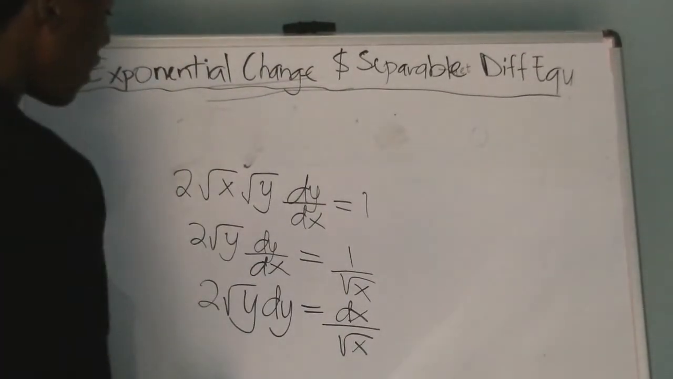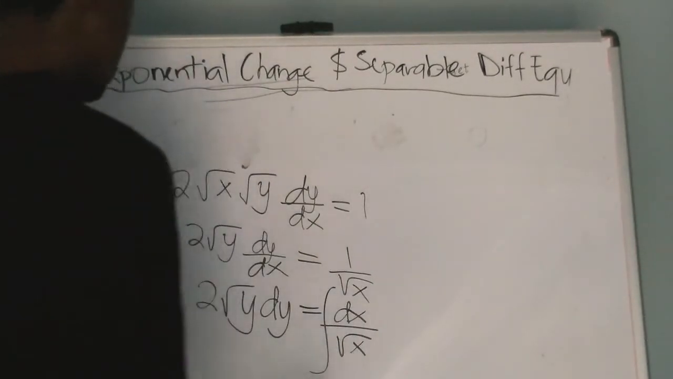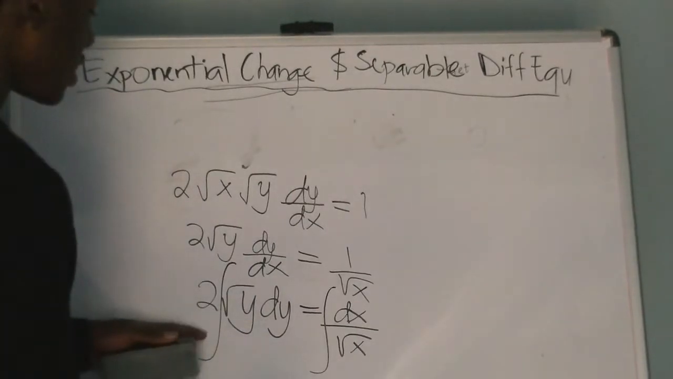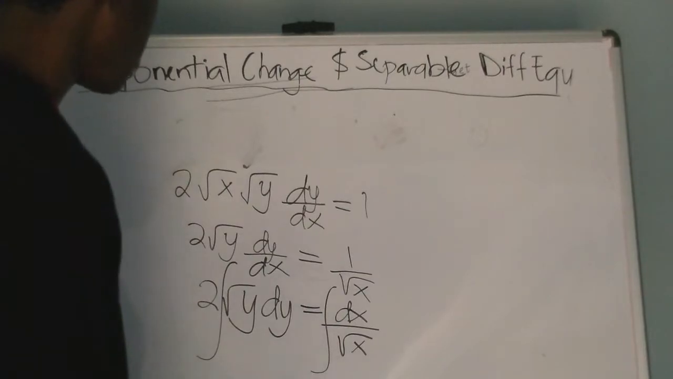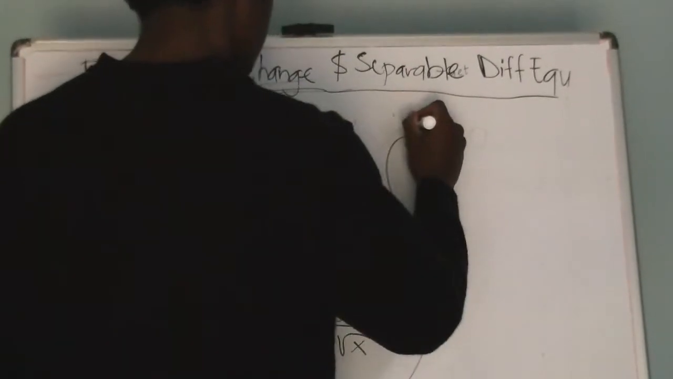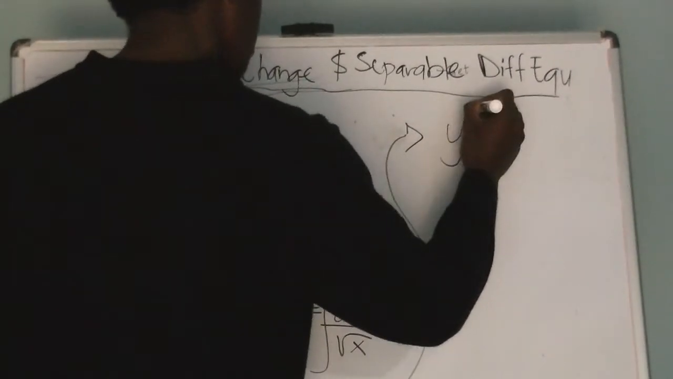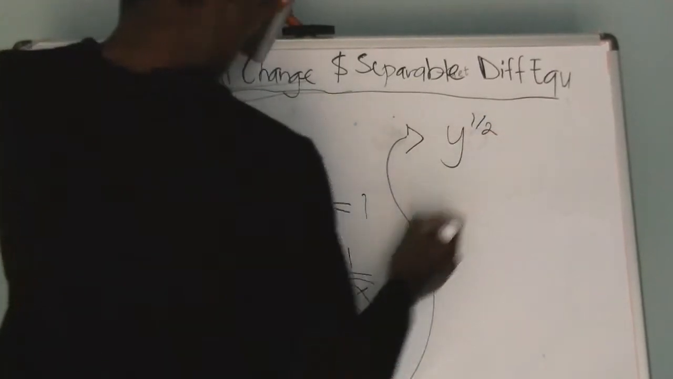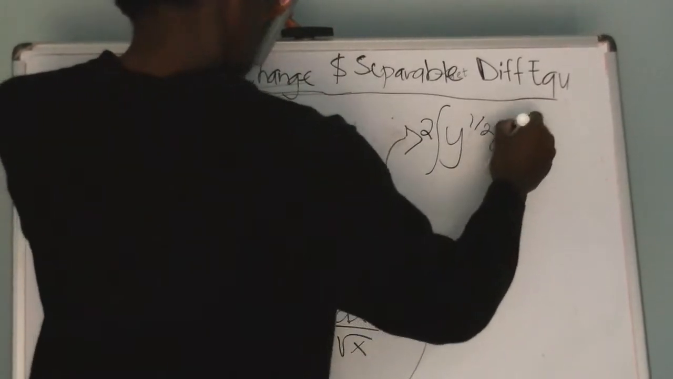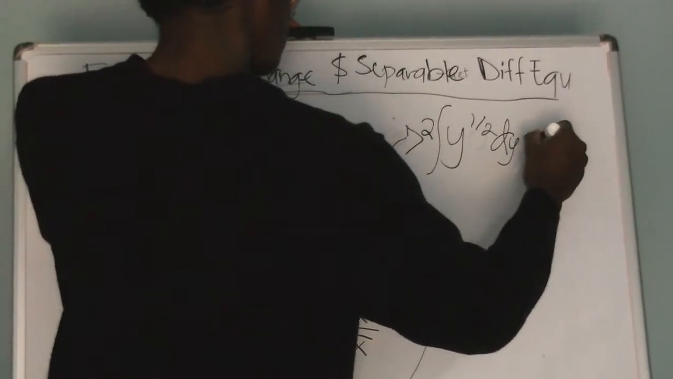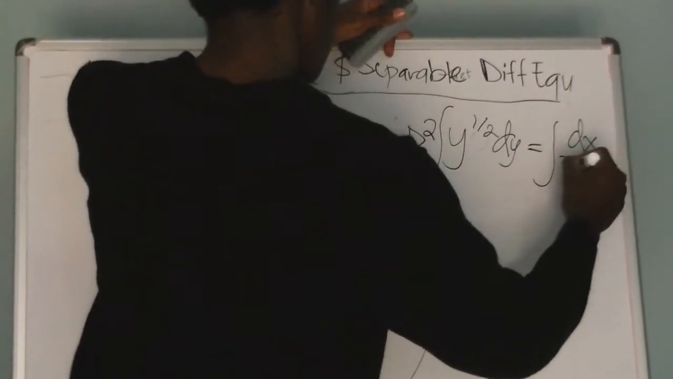Okay? Now you're like, what do I do next? Well, I would integrate both sides at this point, and since 2 is a constant, I can just pull that out. And if I integrate this, what do I get? Well, the square root of y is just the same as writing y to the 1/2 power times 2. I take the integral of that, dy, equals the integral of dx over the square root of x.